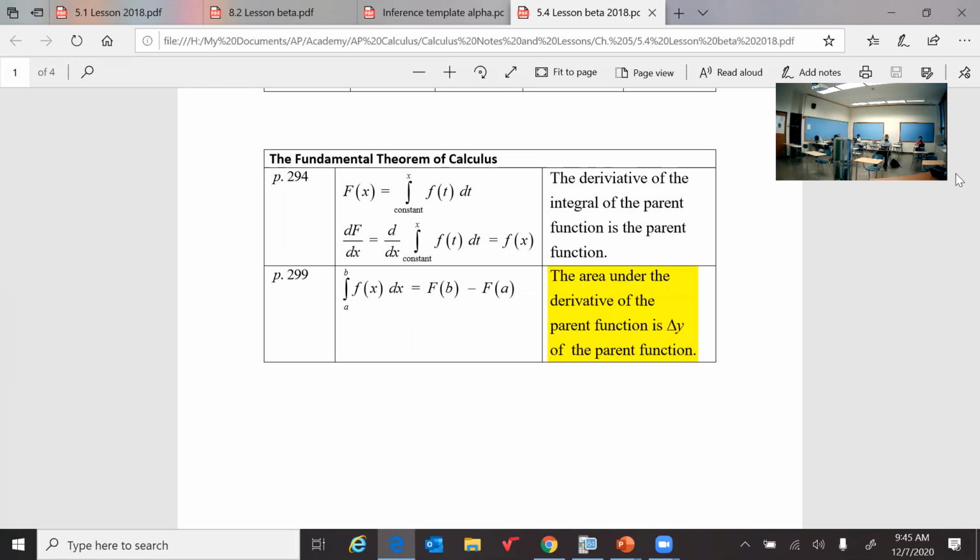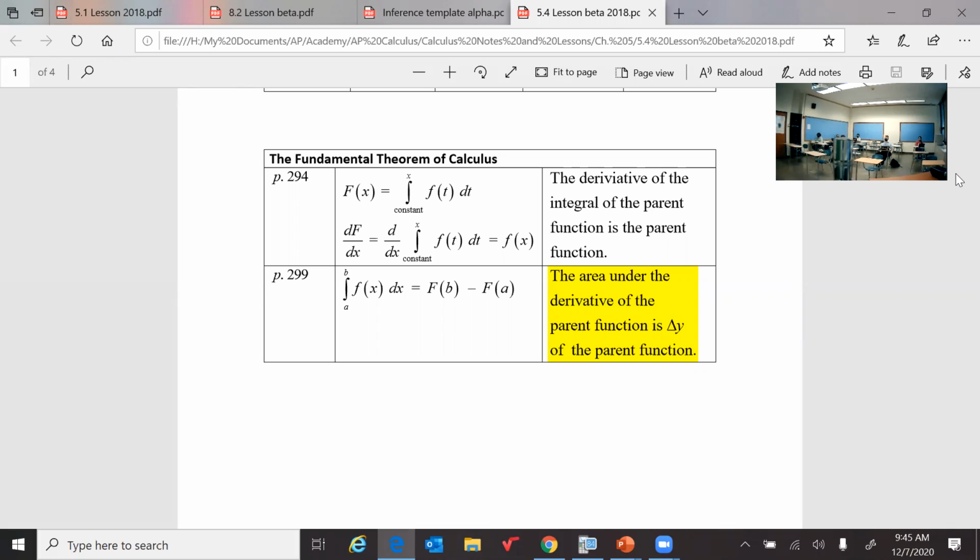What happened? If you meet the criteria, which is these variables match, you're taking the derivative of an integral, and the lower limit is a constant, you're going to get back to the parent. The beta lesson is the fundamental theorem of calculus part 2, which is saying this. This is the derivative, and you're anti-differentiating.